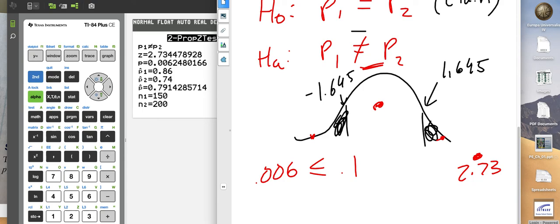So there is enough evidence to reject the claim that the proportion who wear seatbelts is the same for passenger cars and pickup trucks. Basically, we don't think these are equal. 0.74 and 0.86, there's a significant difference between those that wear seatbelts in cars and those that wear seatbelts in pickups. All right? Hopefully this helps.